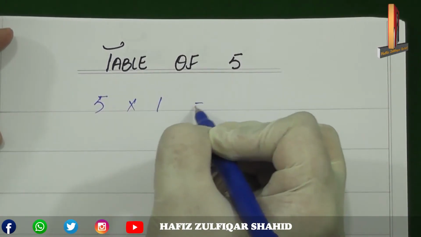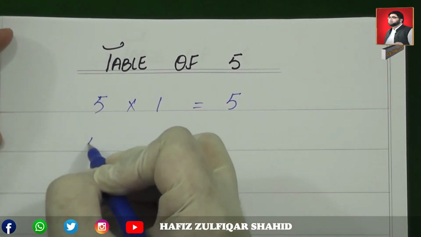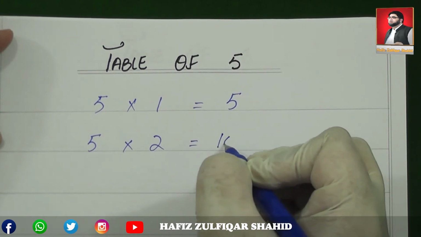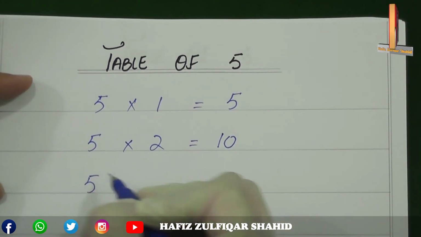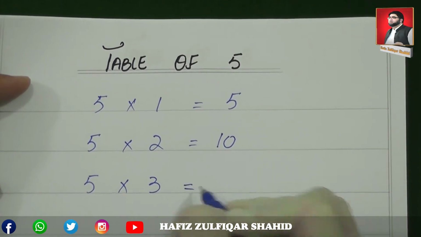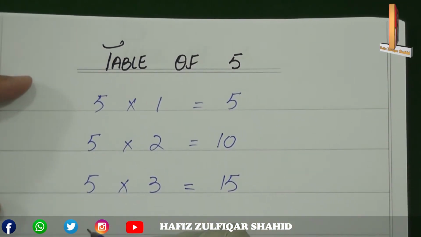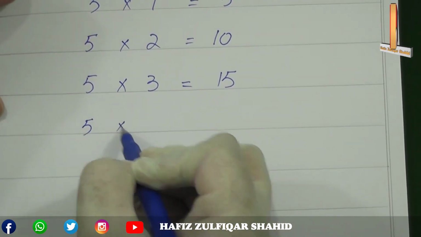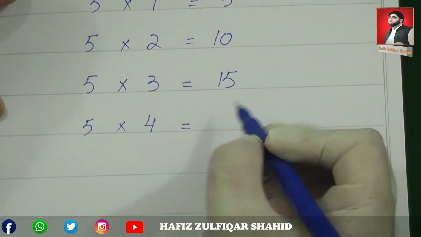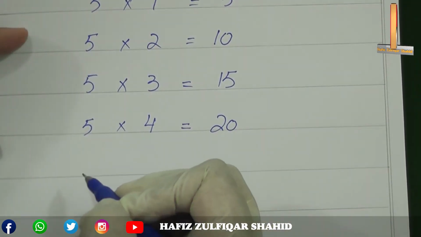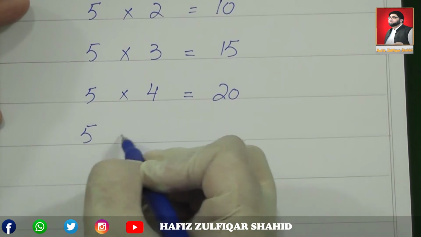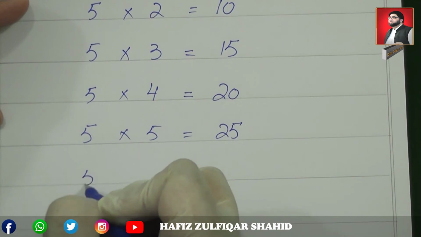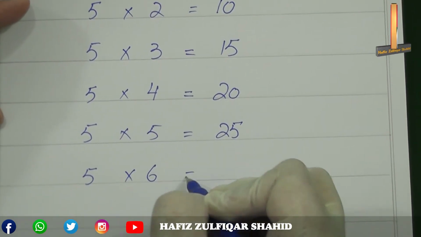5 ones are 5, 5 twos are 10, 5 threes are 15, 5 fours are 20. 5 fives are 25. 5 sixes are 30.